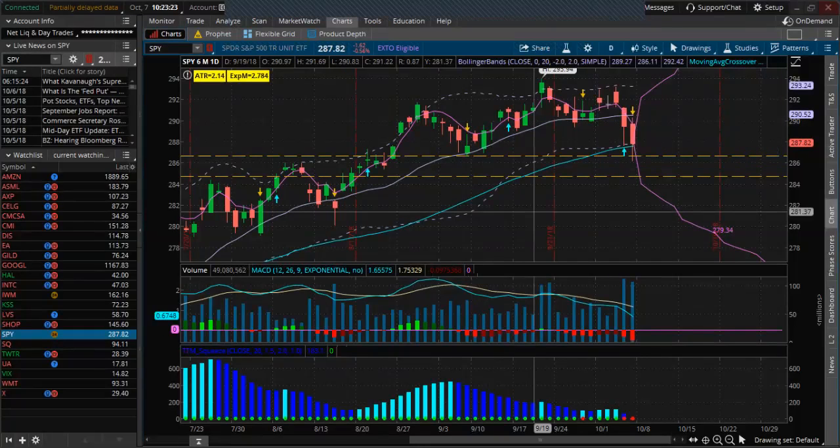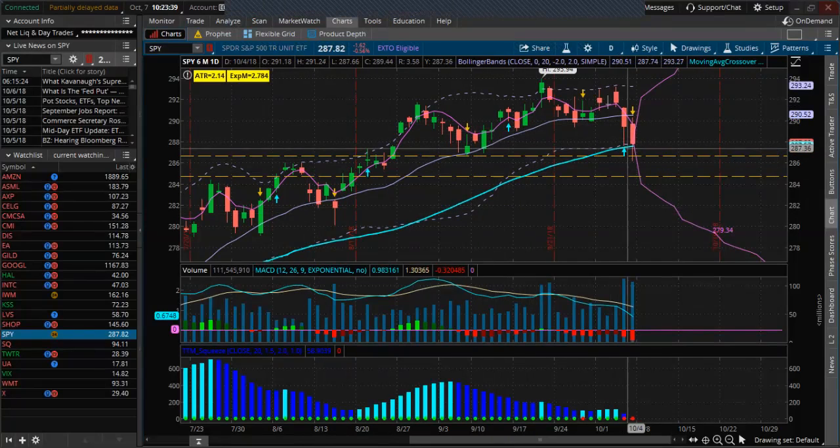Hello, had a couple of requests to do videos on picking your strikes when doing options trading. So I'll show you kind of how I decide strikes. Everybody's going to be a little bit different, but I'm just going to use the SPY to look at.